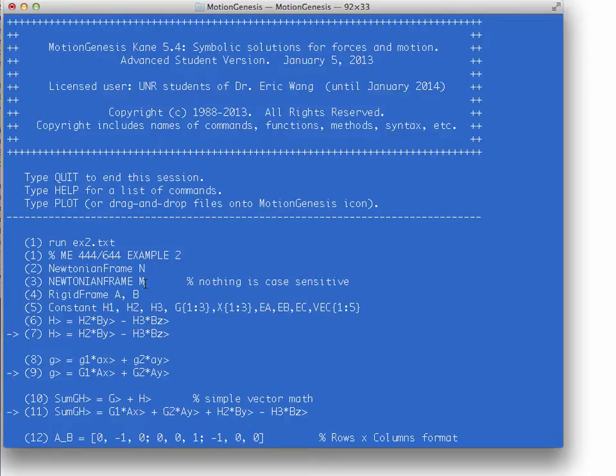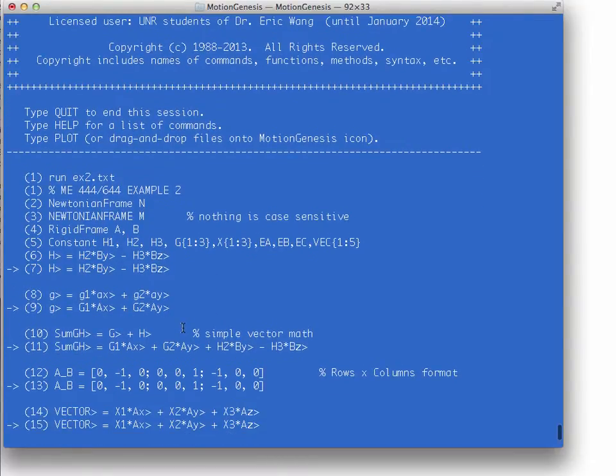And here is Mx, My, Mz, and the point Mo. Likewise for rigid frames A and B, I'll create those unit vectors and the origin point. Then I define a whole slew of constants. I'm just reminding us that we can use this kind of matrix format of G1, G2, G3, X1, X2, X3, etc. Not much to say there.